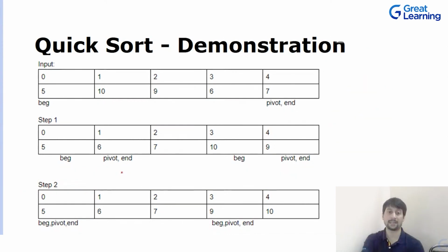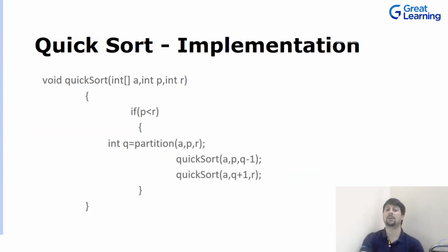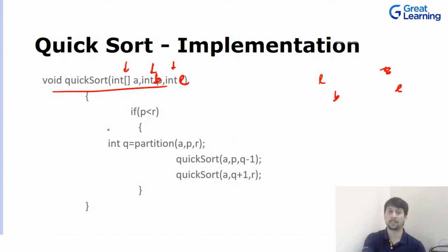Is this thing clear, guys? I know you need to reiterate through the algorithm again and again. You see, this is the implementation of quick sort. You have the array, you have p and r, that is the beginning index and the ending index. This is your beginning and this is your end. So you are checking if p is less than r, that is, beginning is less than end. Then you partition.